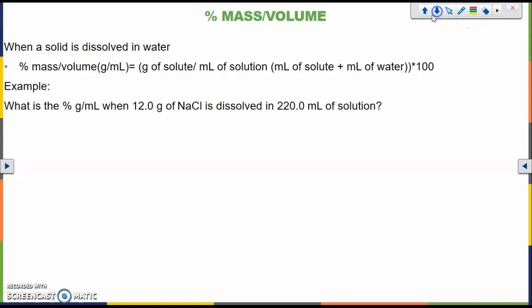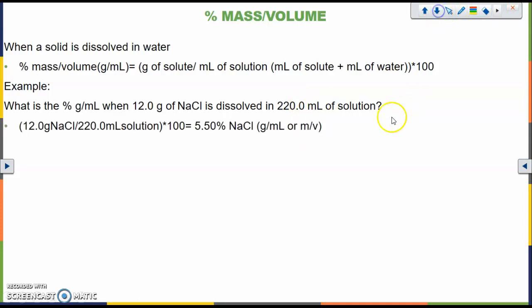So we might as well do an example. What is the percent gram per mil, which is the percent mass volume, when this much sodium chloride is dissolved in this much solution? In this case, we don't need to do any addition to find the number for the denominator, since the solution is already given to you. So it's just going to be straightforward. This, which is the grams of solute, over that times 100, which is the volume of solution. And that's how you get 5.50 grams percent sodium chloride.